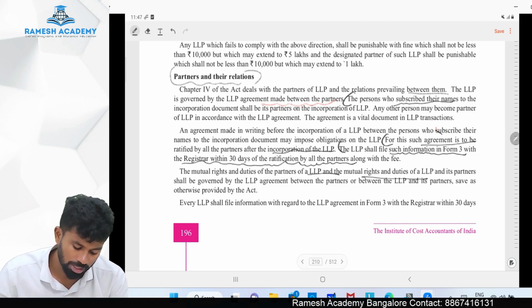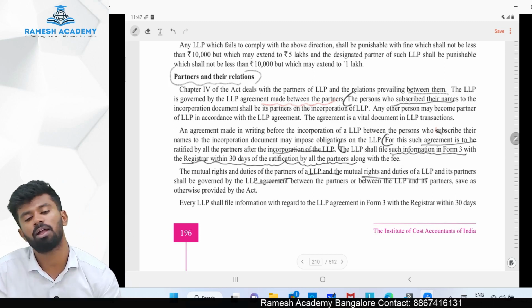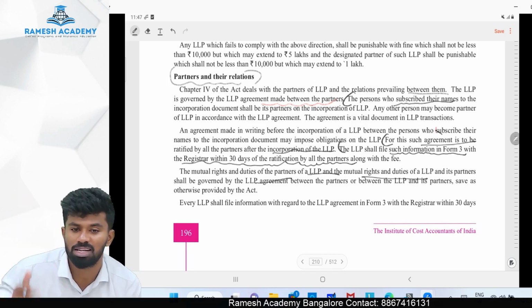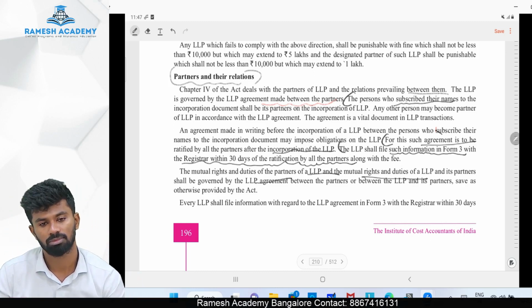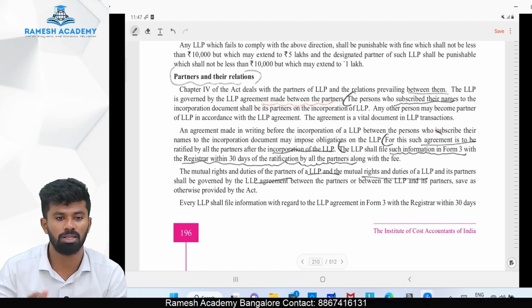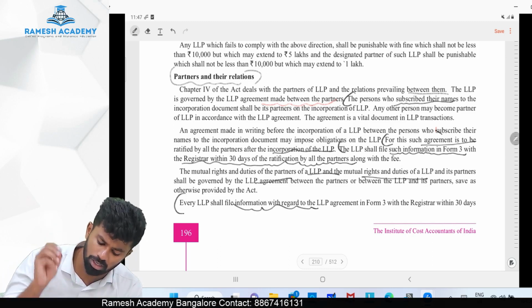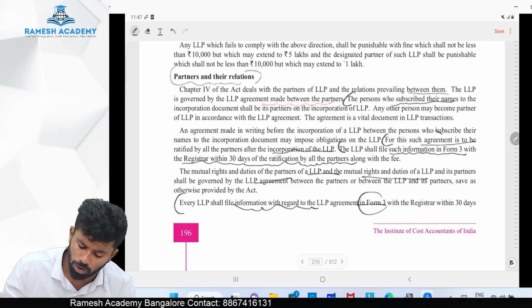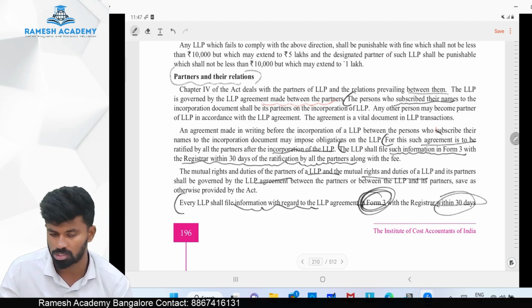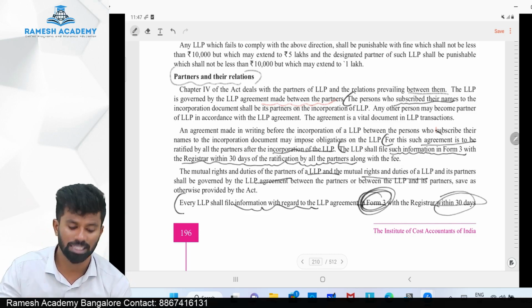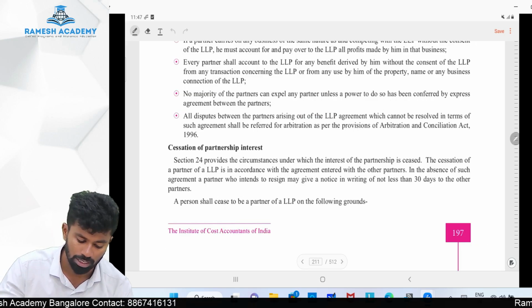The mutual rights and duties of the partners of the LLP, and the mutual rights and duties of the LLP and its partners, are governed by which agreement? The LLP agreement. But if the LLP agreement is silent, that shall be governed by what? Governed by the LLP Act. And every LLP shall file information with regard to the LLP agreement in Form number 3 with whom? Registrar. Within how many days? 30 days. How many days? 30 days. Important hai.